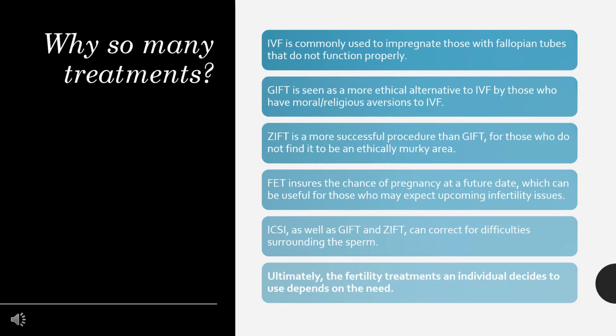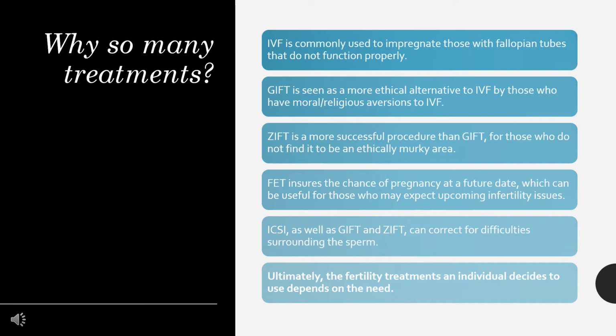So now you must be asking yourself, why are there so many different treatments that fall under the umbrella of assisted reproductive technology? The answer to that is because they're all logistically different, as are we. You see, IVF is commonly used to impregnate those with fallopian tubes that do not function properly. But for individuals with properly functioning fallopian tubes, good procedures might be GIFT or ZIFT.